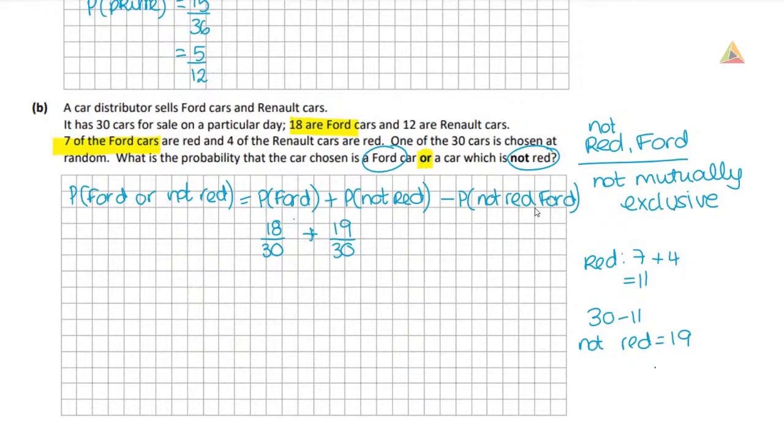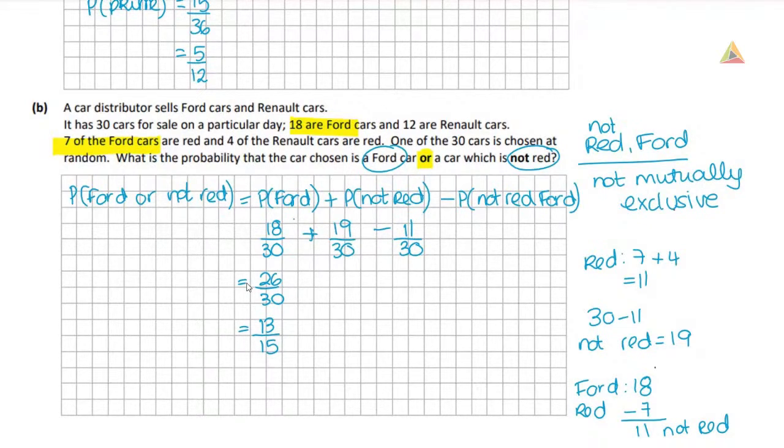So how many not red Fords are there? So there's 18 Fords and 7 of them are red. So when we subtract that, there means there's 11 not red Fords. So the 11 not red Fords we counted when we counted all the Fords, and we counted them when we counted all the not red Fords, but we only want to count them once, so we're going to subtract the overlap between them. And when we put that into our calculator, we're going to get 26 out of 30, and that's going to tidy up to give us 13 out of 15.